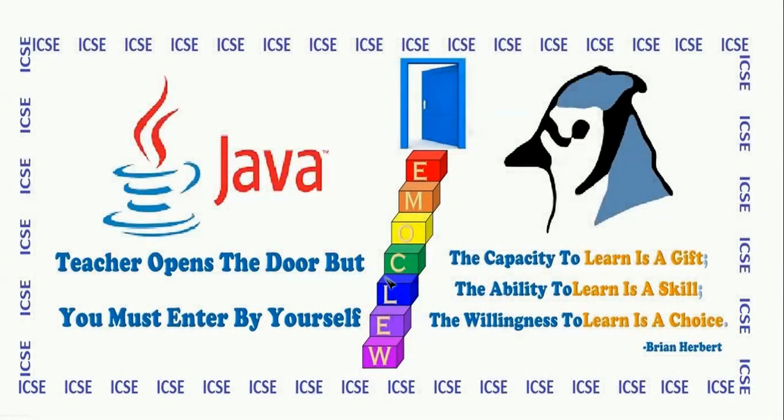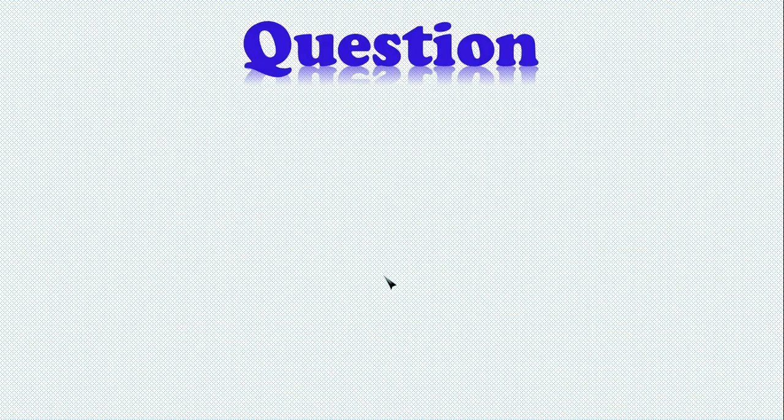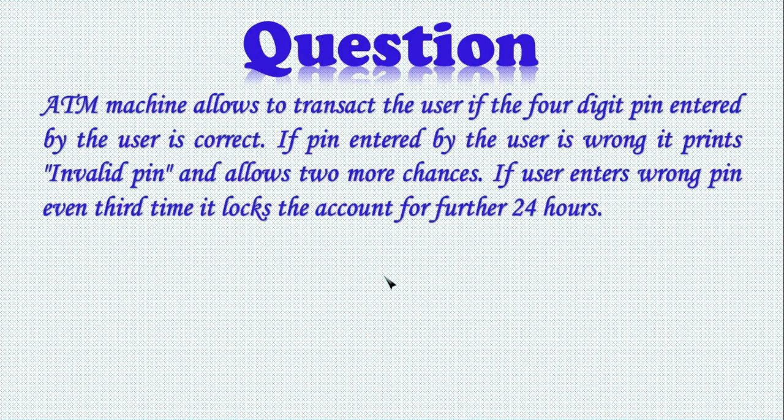Hello students, in this video lesson we are going to learn a program which is related to day-to-day life. If we go to an ATM machine, it allows the user to transact if the 4-digit PIN entered by the user is correct. If the PIN entered by the user is wrong, it prints invalid PIN and allows 2 more chances. If the user enters a wrong PIN even the third time, it locks the account for further 24 hours.